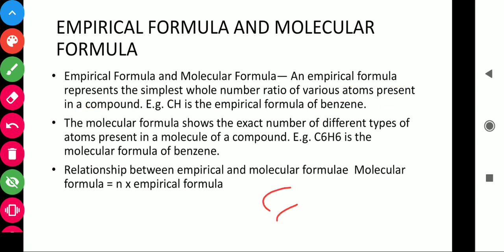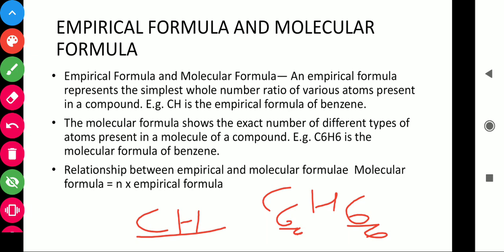For example, for benzene C6H6, it will be CH. We can divide both by 6, and the simplest is CH. Hence, the empirical formula of benzene is CH. Now, if we know the number that is represented by n, and we have the empirical formula, then we can calculate the molecular formula.